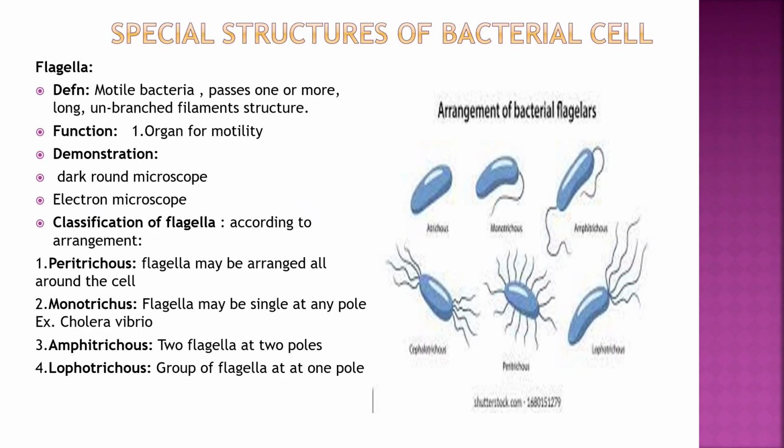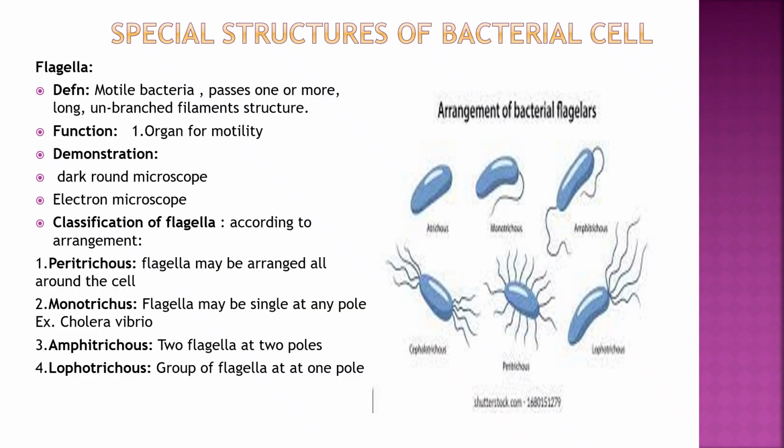Hello students, today we will see special structures of the bacterial cell. First is flagella. In motile bacteria, they possess one or more long unbranched filaments called flagella, and the function is that it is the organ of motility or locomotion. It can be demonstrated by dark ground microscope, electron microscope, or motility testing, that is, hanging drop preparation.